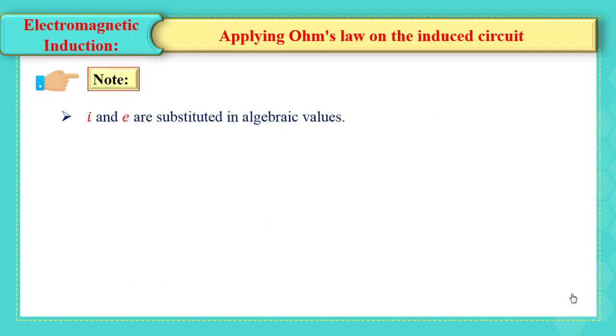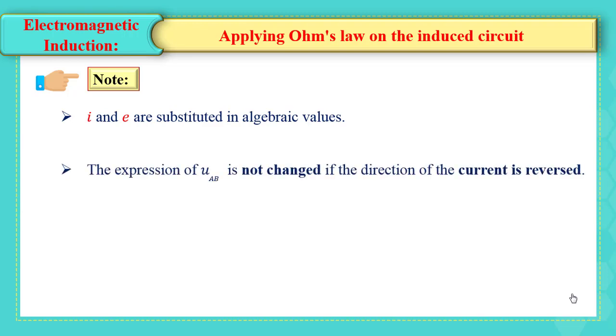Note, for the previous expression, I and E are substituted in algebraic values, so I and E may take positive or negative values, and the expression of UAB is not changed if the direction of the current is reversed. It is independent of the direction of the current, and it depends only on the positive direction that is chosen in the circuit. If I equals 0, if the coil circuit is open, then UAB is equal to minus E.